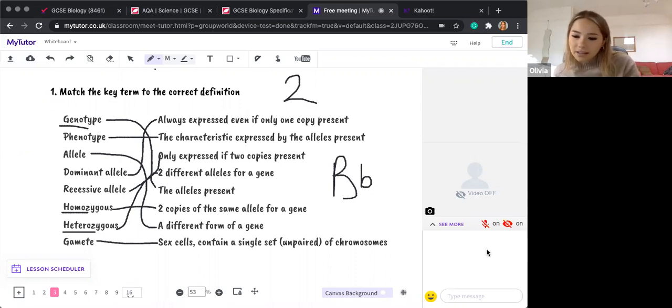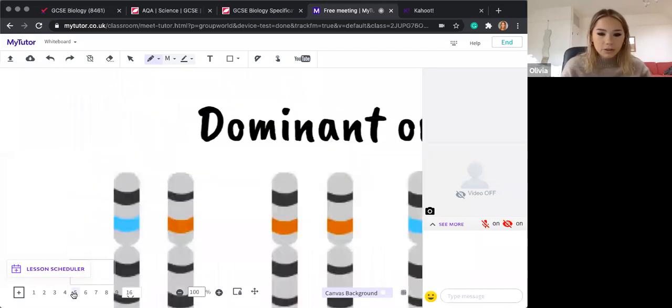What year will you learn this? Probably year 10 or 11, but it depends on which school you go to.